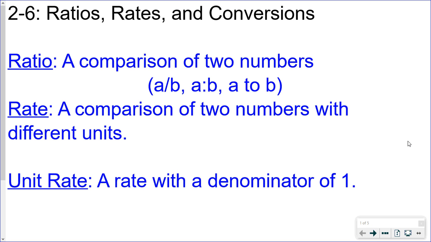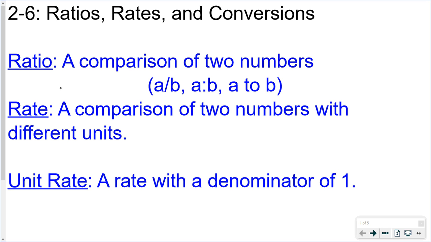This lesson is on ratios, rates, and conversions, meaning unit conversions. A ratio is just a comparison of two numbers, and it can be written in any of these three ways. It can be written as a fraction, using a colon, or using the word "to." All three of these, you would say "A to B." That's what you're comparing. A and B represent numbers, so you're comparing one number to another number.